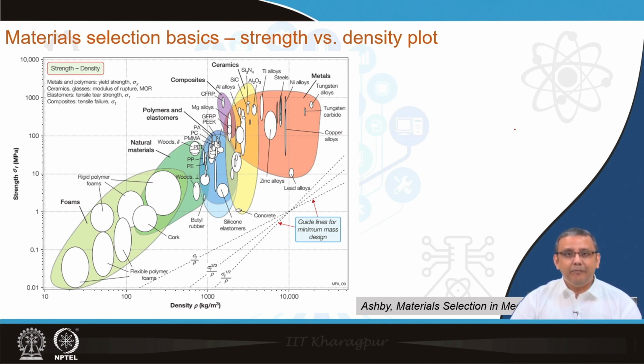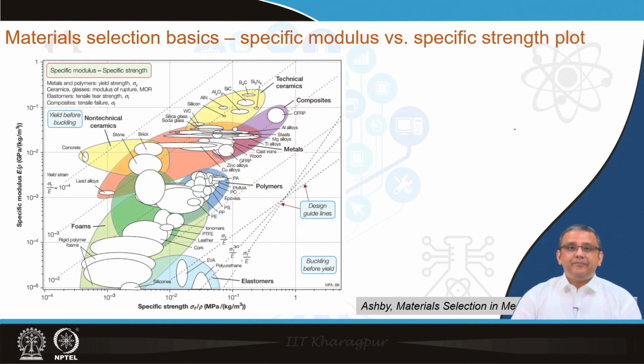Another important point is that in this particular plot, the bubbles for the individual materials are pretty long. This is because, as you all know, the strength of materials can be varied over a wide range. Typically for steels, it depends upon the carbon content, it depends upon the heat treatment, whether it is martensite or austenite or bainite, and all those things control the strength of the material.